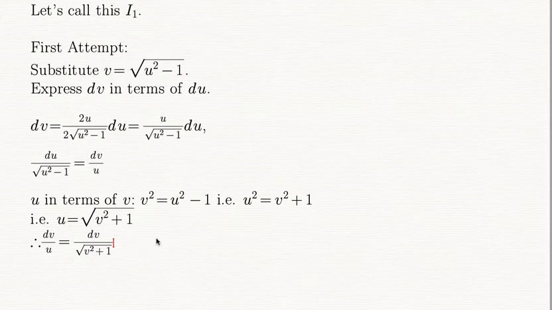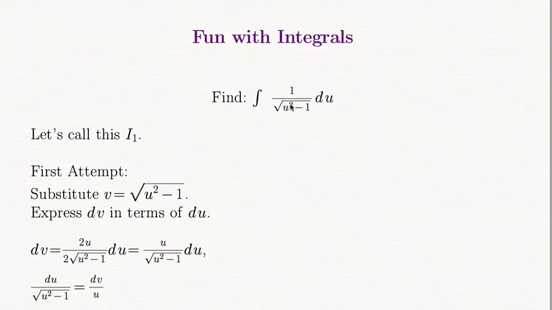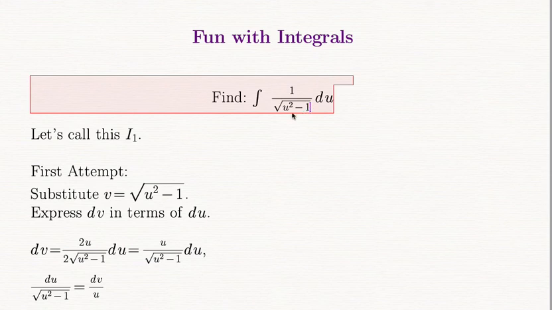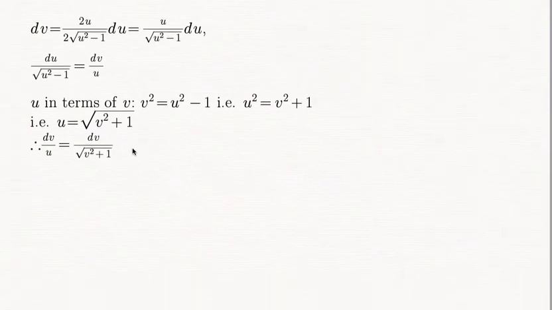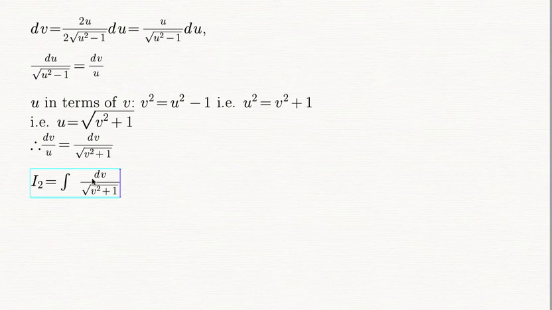What did that teach us? What it taught us is that we need something new, but did we not learn anything from this? What we learned is that if you are able to solve this integral I1, then you would also be able to solve this integral I2, which is equal to the integral dv by square root v squared plus 1. So both of these problems are essentially equivalent.